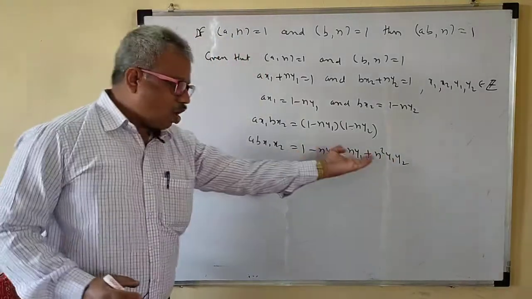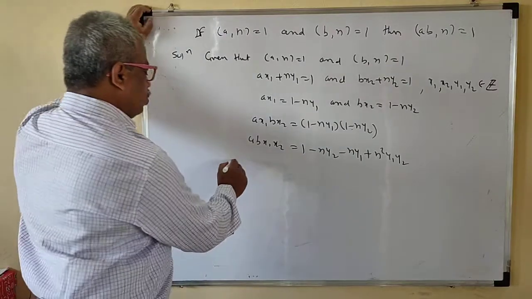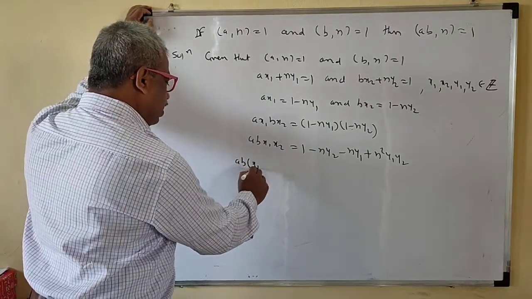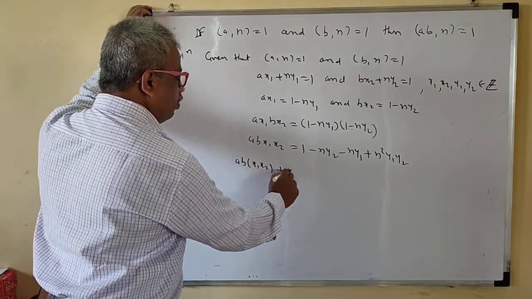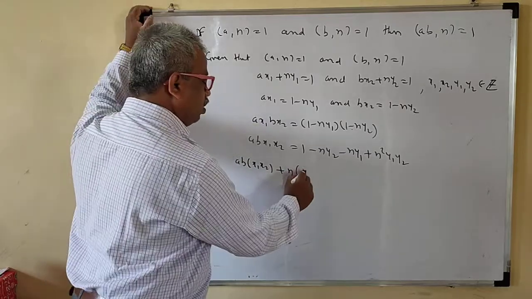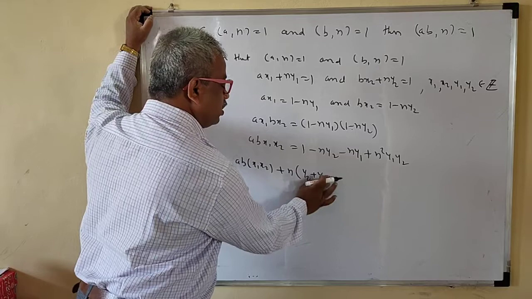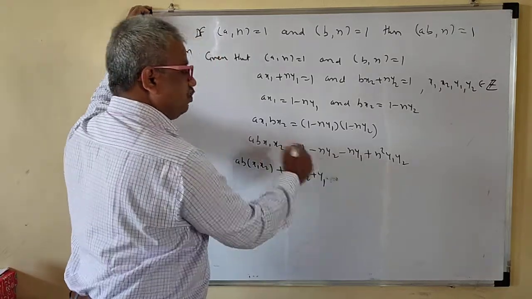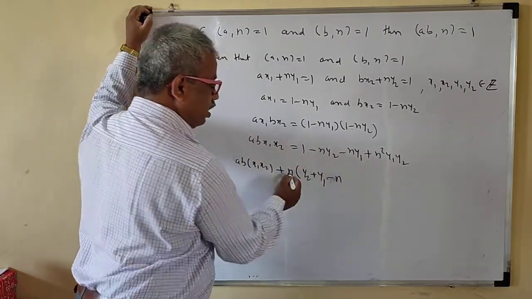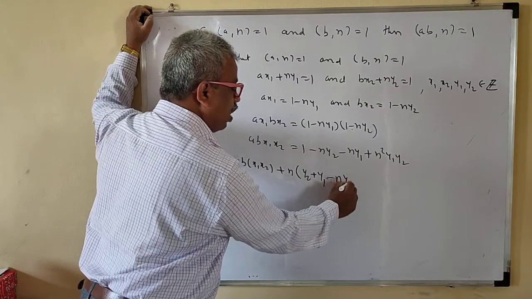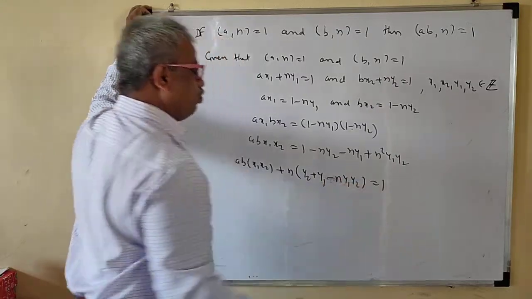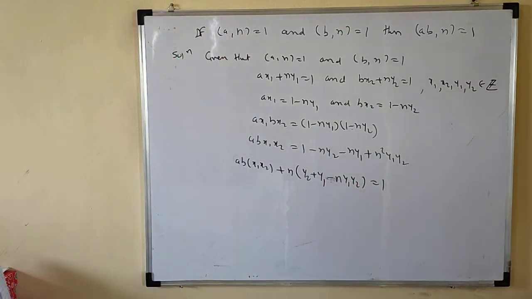Okay, I will shift all this here now. So this is AB, I will write in X1 X2 bracket, plus N times Y2 plus Y1, minus. This is minus, okay, because this plus is shifted here. So minus N, N is common, so N Y1 Y2 is equal to 1. Is equal to 1, right?